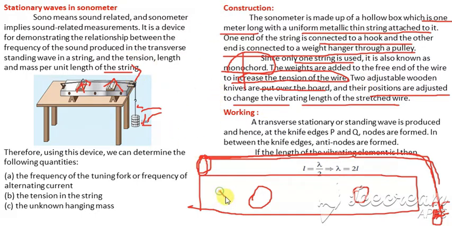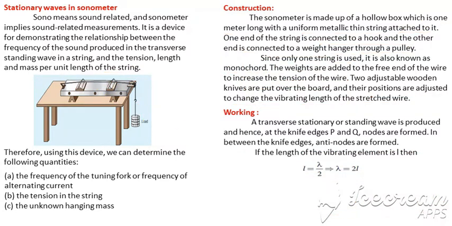So it consists of first a hollow box, whose length is 1 meter, then a string, with one end attached to the hook and the other end placed on the weight hanger. In this we are using only one string, so it is called a monochord. Weights can be added, and there are two knife edges placed over this wooden box. So these are all the construction.